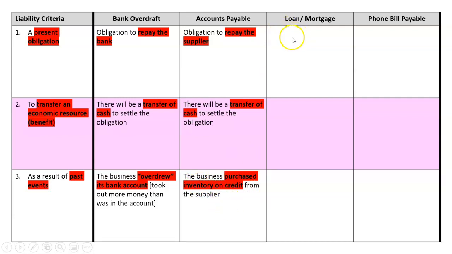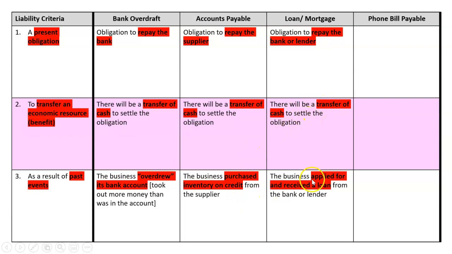With a loan or a mortgage, what's the obligation? Again, simple. Repay the bank or the lender. With what? Well, we're going to transfer cash. Why? What was the past event? Well, we applied for and received a loan from the bank. We filled out a bunch of forms and signed a bunch of stuff. Well, that's an event. And then they gave us money, and now we owe them.